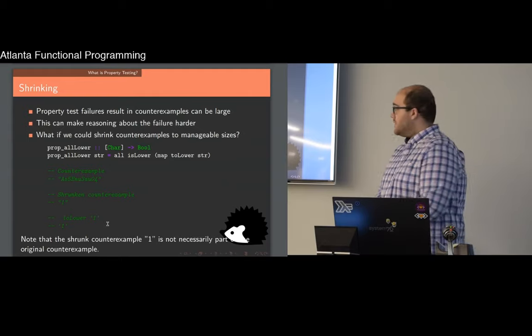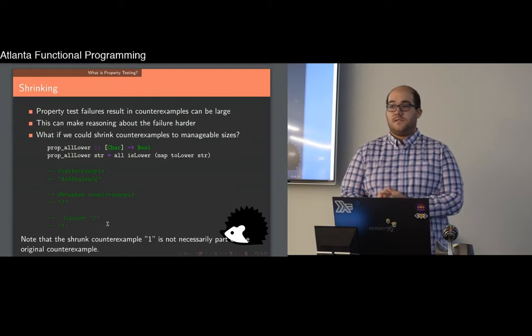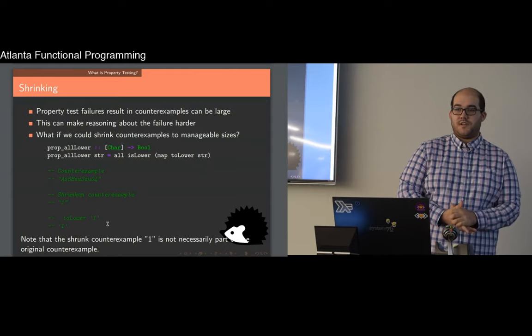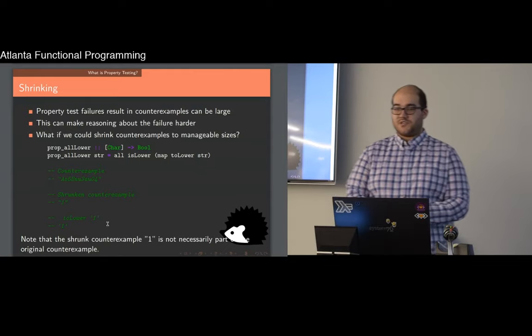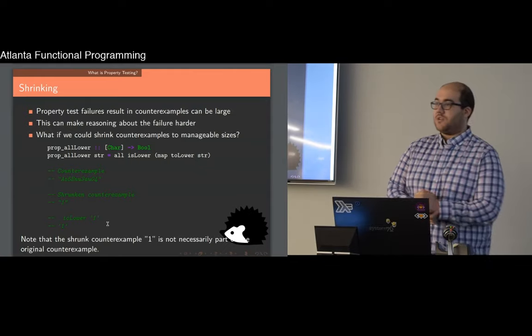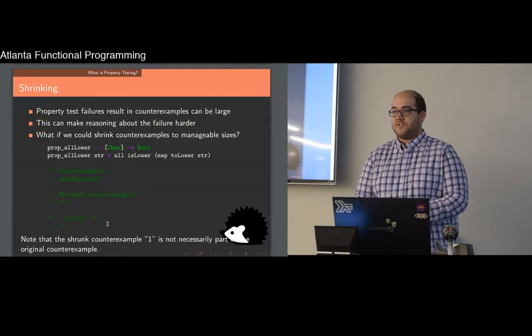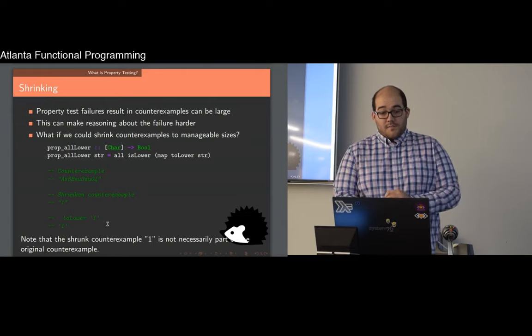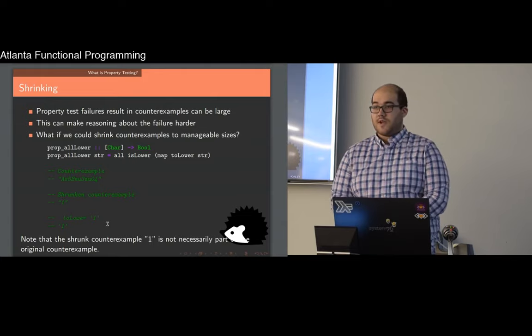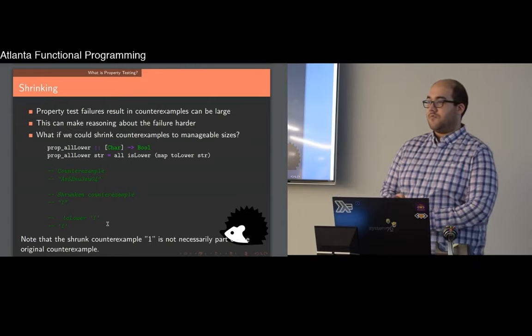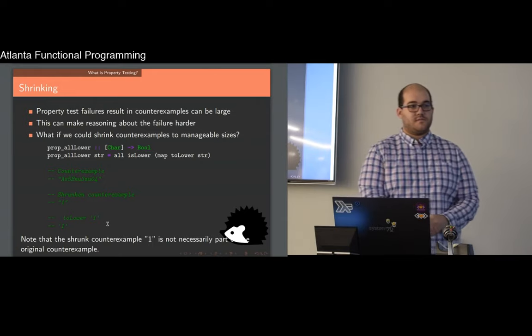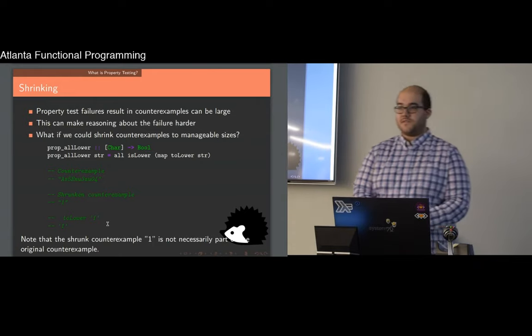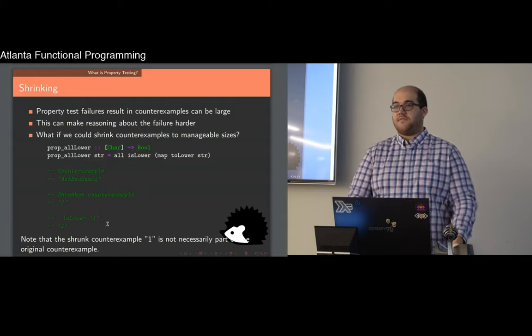The other part to property testing is called shrinking, and to me this is the more interesting one, because there's a lot of ways you can do it, and there's a lot of thought that you have to put into it. So you have to consider what happens when a property test fails. When a property test fails, obviously the testing library has the value that it failed with.